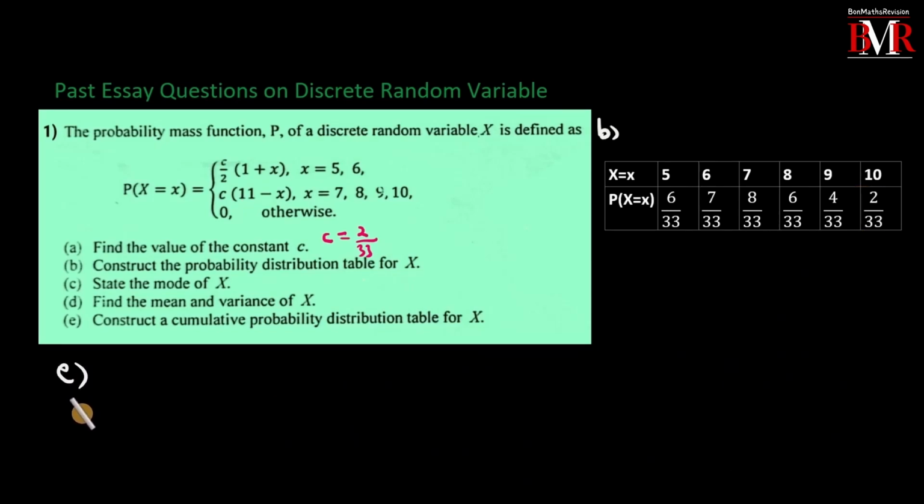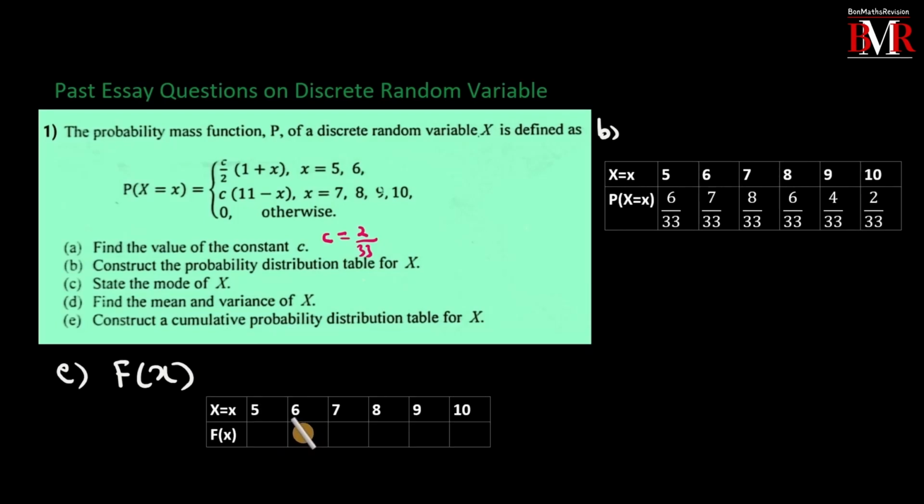The E part of the equation. You know the cumulative function of a random variable x is symbolized capital F of x. A cumulative probability distribution table is a table showing the values of x and its cumulative probabilities. That is a table like this. The cumulative table can easily be obtained from the probability distribution table, I mean this table that I constructed in the B part of the question.